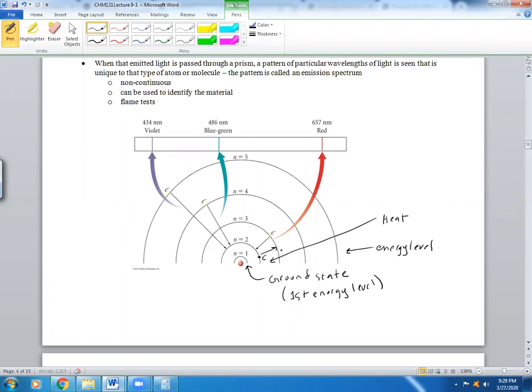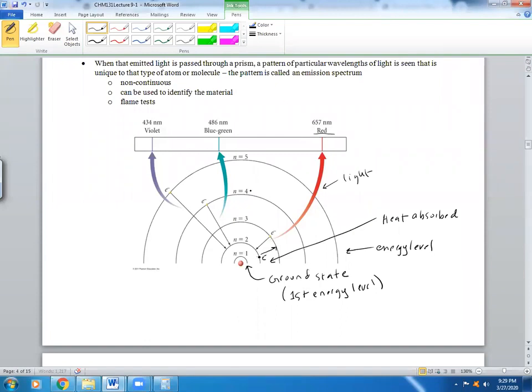Now, this electron is not happy. When the heat is absorbed here, the electron now wants to jump back. We say it wants to relax. Really, that's the word for it, relax. So it's going to go from the third energy level to the second. And when it goes back, it has to give up that exact same amount of energy. And then when it does that, it's going to release it as light. This light is going to be at 657 nanometers, and that corresponds to red.